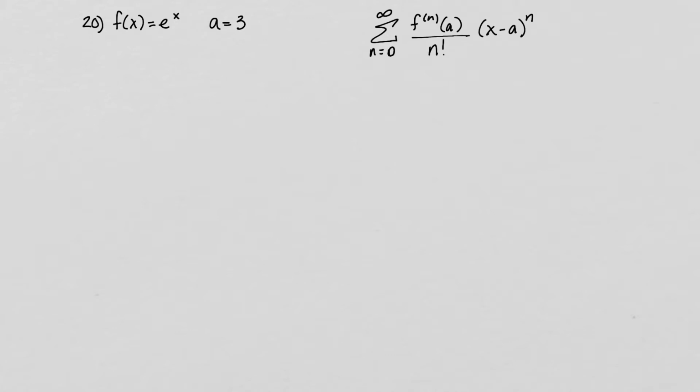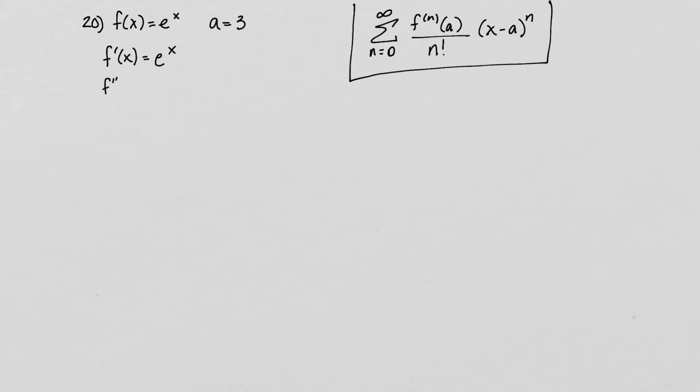Okay. So anytime you're asked to find a Taylor series, this is where you want to start. What we want to figure out is what that f sub n of a is, which means the nth derivative evaluated at a. The way to figure this out is to first take some derivatives and see what is happening. So f prime of x, what's the derivative? Yeah, e to the x.